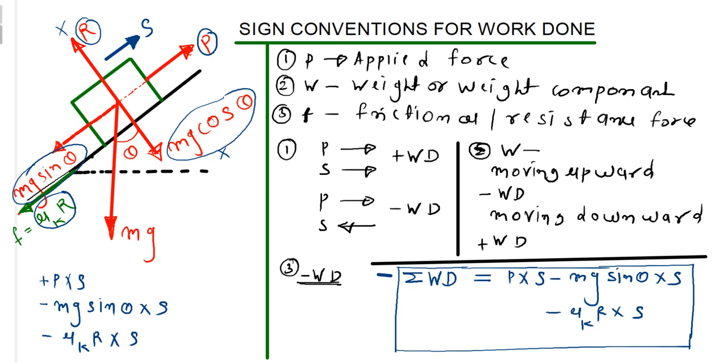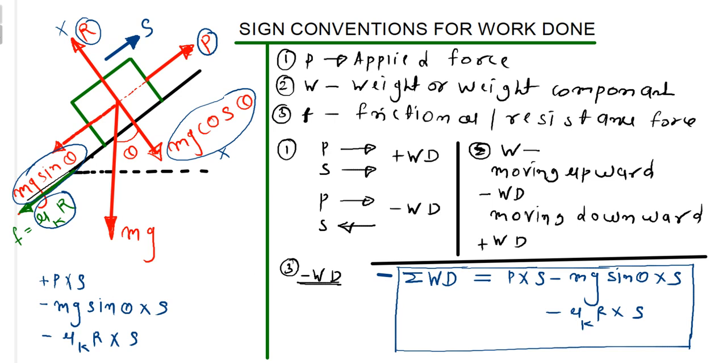So all together, the conclusion is what? When the applied force and displacement are in the same direction, work done is positive. When the applied force and displacement are in opposite directions, work done is negative. For weight or weight component, always see what the body does: if the body is moving upward, work done is negative; if the body is moving downward, work done is positive. For frictional force or any resisting force, work done is always negative. These are the basic sign conventions for work done. Apply them carefully to get out of the confusion.